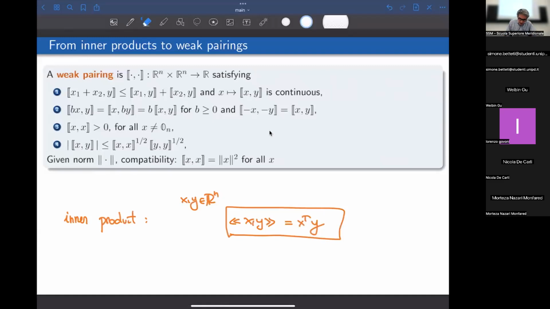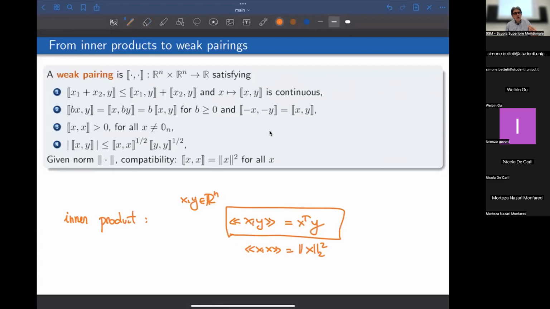Another thing is that x inner product x is equal to the 2 norm of x squared. So it's compatible with the 2 norm. The standard inner product is compatible with the 2 norm. They come together. They're like cousins. They like each other.